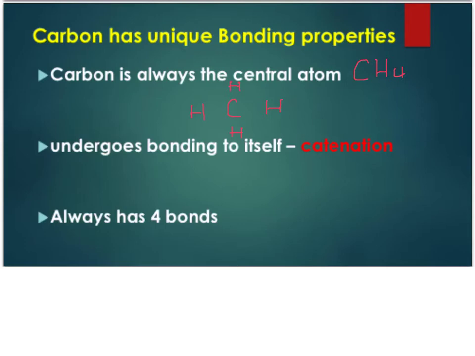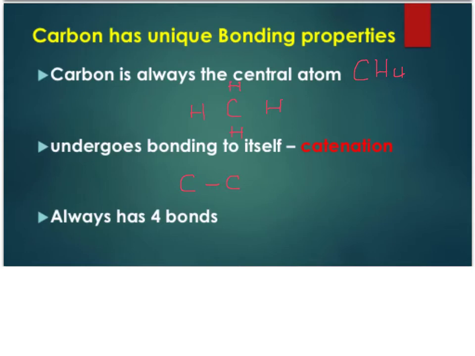It can also undergo bonding to itself. That means you can have a carbon bonded to a carbon. When it can bond to itself, that's called catenation, because it can form long chains. We'll talk about that later on.